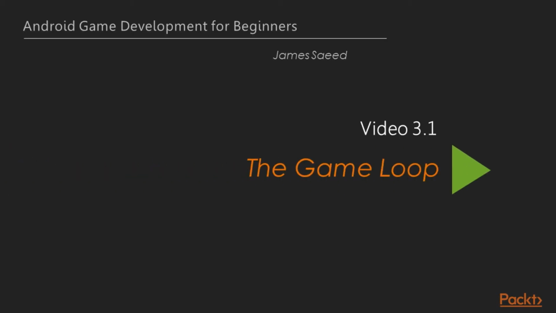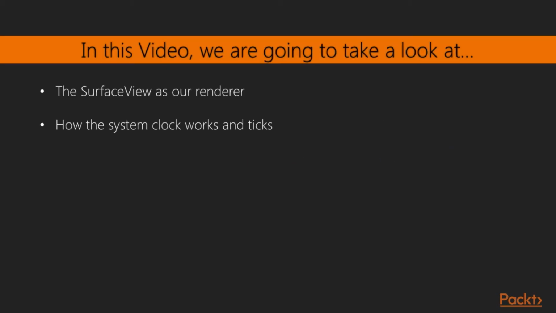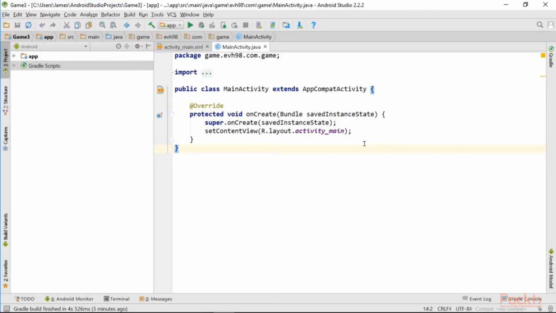In this video, we're finally going to use the Android SDK to start the actual game development of our game. We're going to take a look at the surface view and set that as a basis for our renderer, and how the system clock works and ticks. So first things first, we're going to want to make our game full screen without an action bar, without the status bar showing, without the navigation bar showing as well, like our normal Android app is.